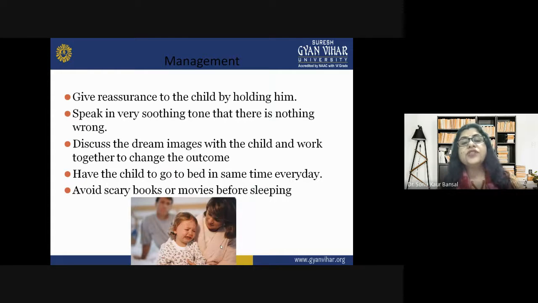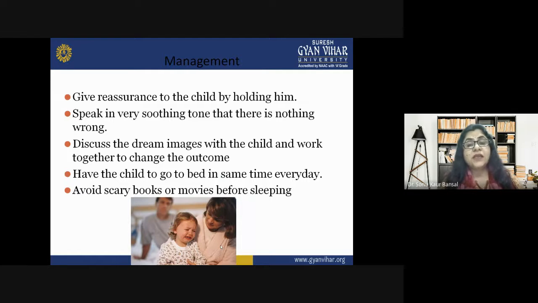So give reassurance to the child by holding him that you love him and you are worried about him and you are always there with him. So speak in a very soothing tone that there is nothing wrong and everything is fine.